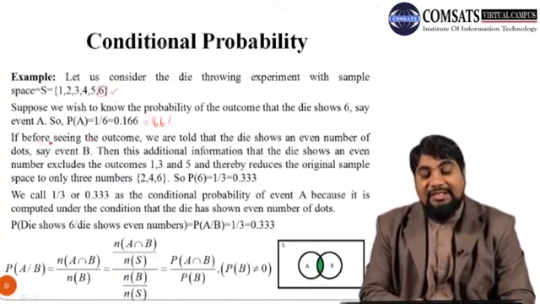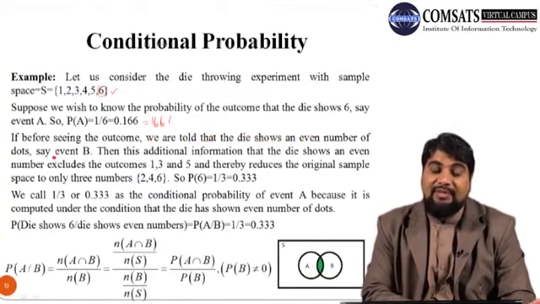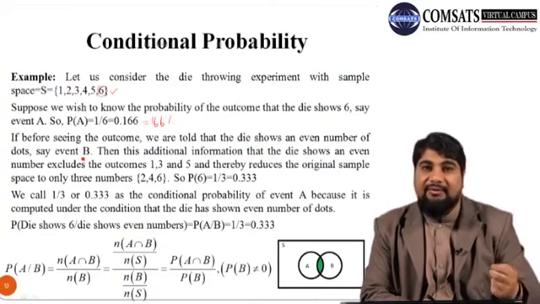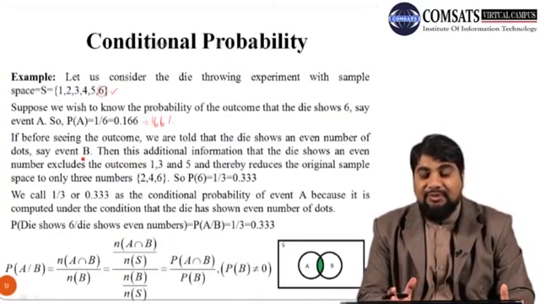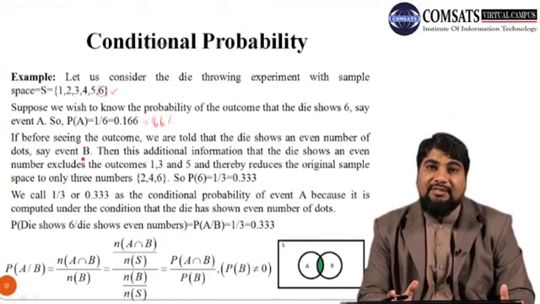If before seeing this outcome we are told that the die shows an even number of dots, say the event B, it means now we have some additional information: we rolled a die, and it has been told to us that the die shows an even number of dots.